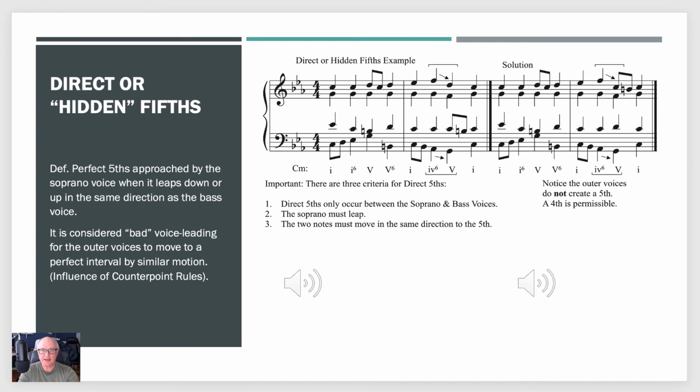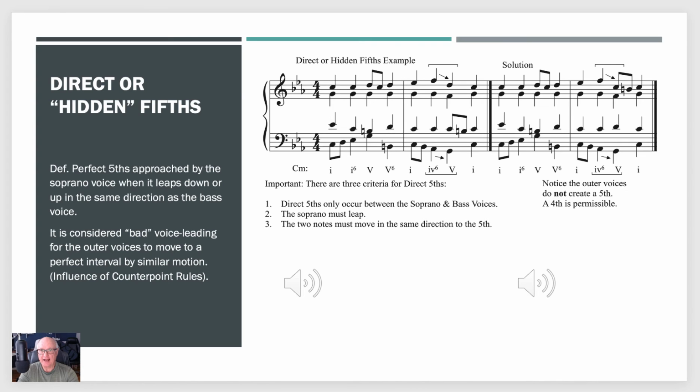Well, that's a sixth. And normally 6 to 5 is okay, except in this case, we've got it moving to a fifth. So here's the point. This is only between the soprano voice and the bass voice. When the soprano leaps down to the perfect fifth, that's called hidden fifths.